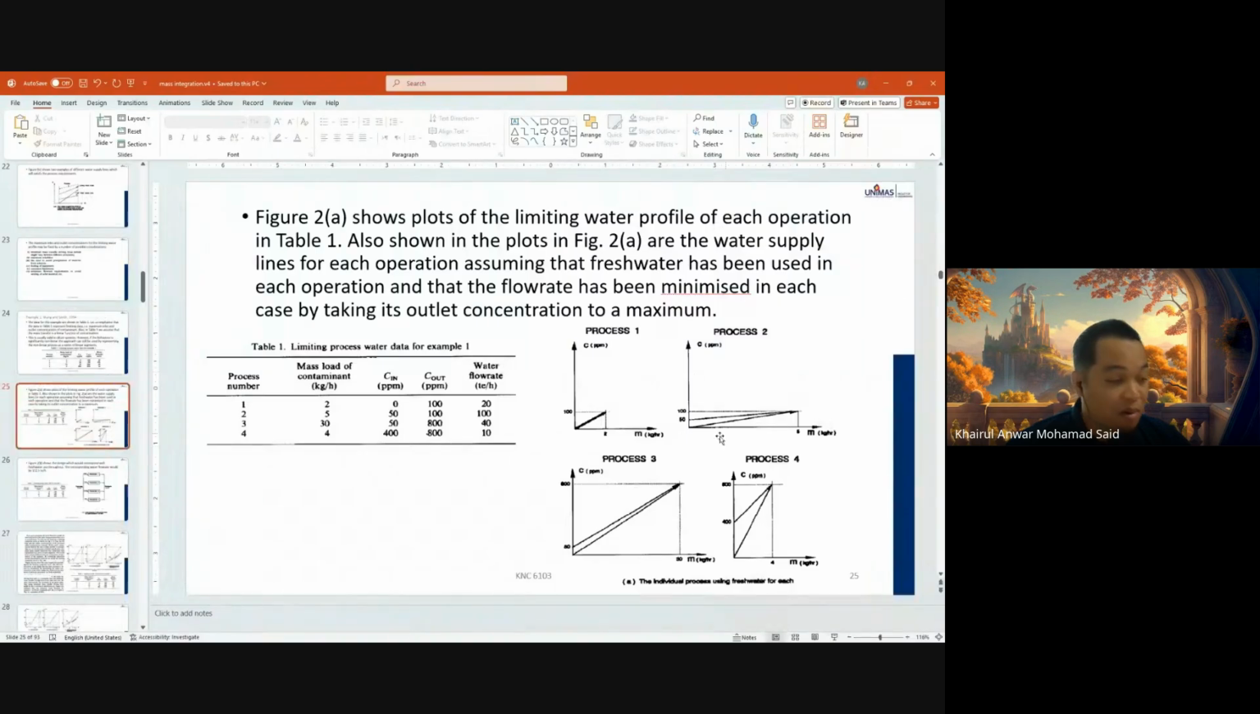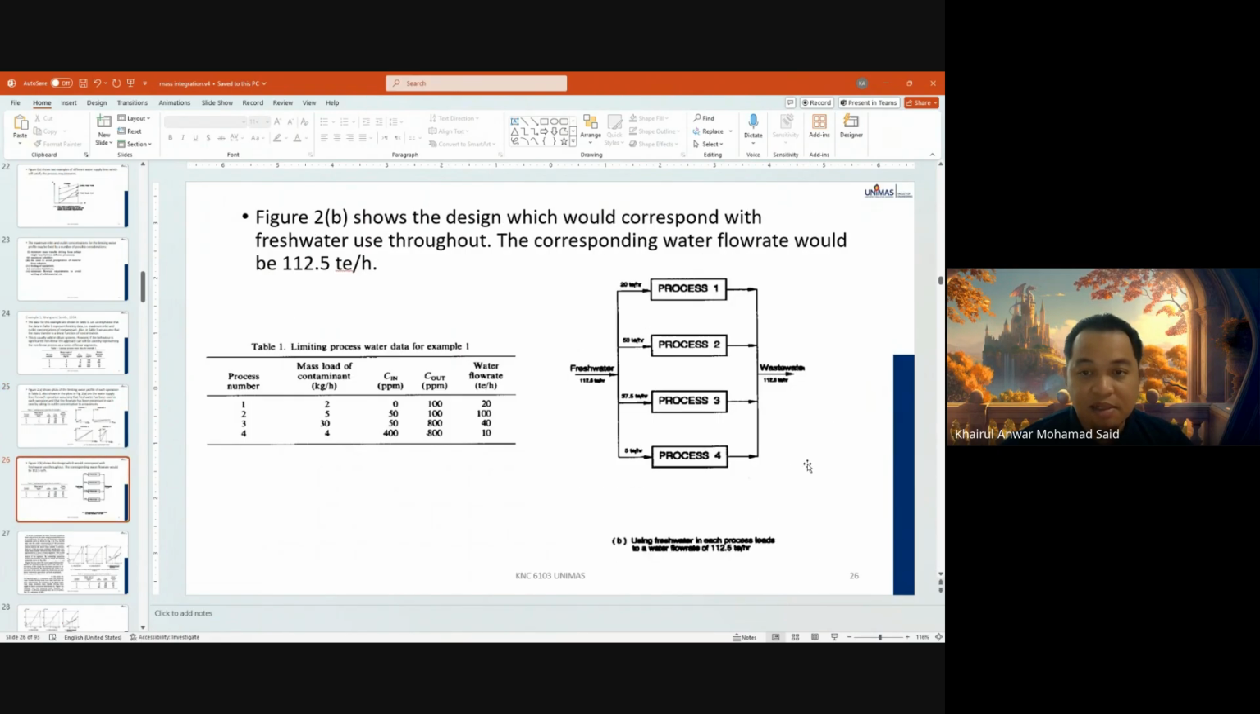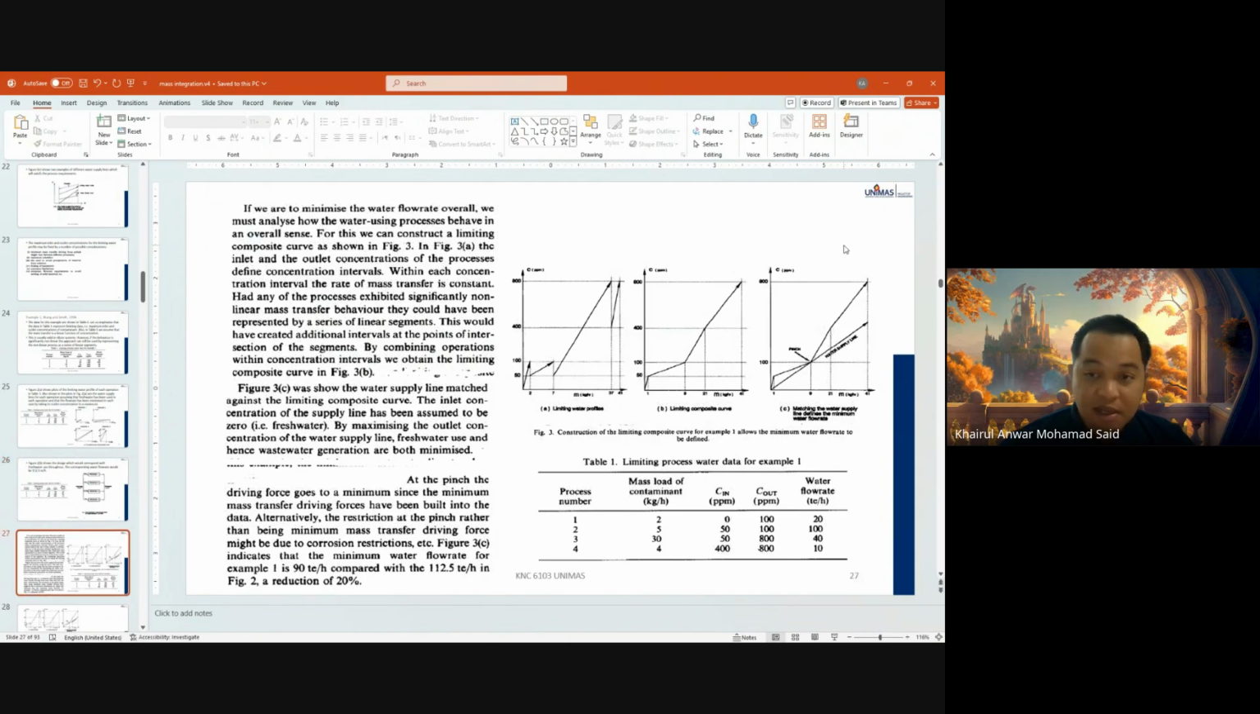Okay, this is all the processes. This is one, two, three, four. This is the limiting process data. If you have many multiple water using processes, from the multiple water using processes in table one, you can generate the limiting composite. So this is the limiting composite.